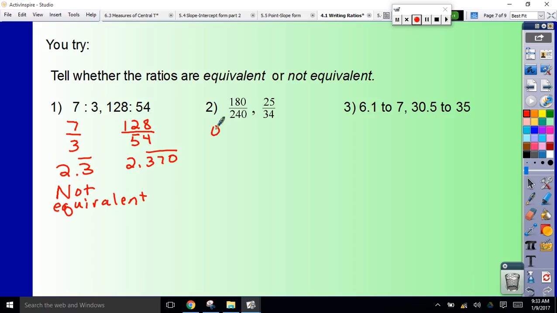Okay, you get 0.75 for the first one. What do you get for this one? You rounded up to what? Because it was like this. Okay, let's take a look at what we get, because it doesn't actually round up.